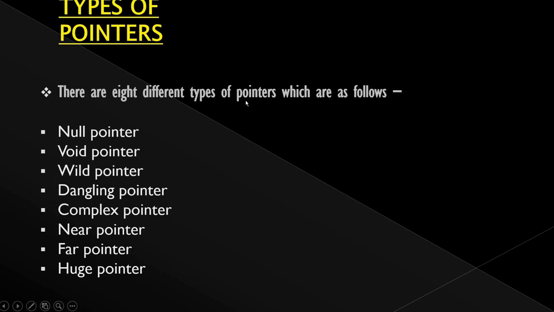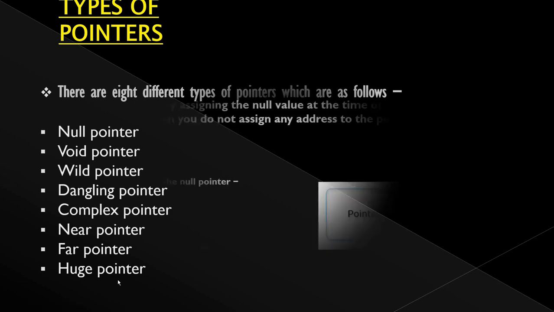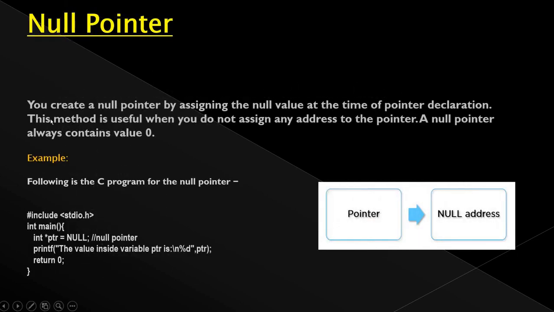Now types of pointer. There are 8 different types of pointer which are as follows: null pointer, void pointer, wild pointer, dangling pointer, complex pointer, near pointer, far pointer and huge pointer. Now first we will discuss the null pointer. We can create a null pointer by assigning the null value at the same time as pointer declaration. This method is useful when you do not assign any address to the pointer. A null pointer always contains the value 0.